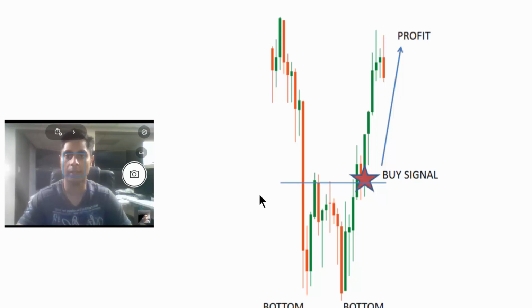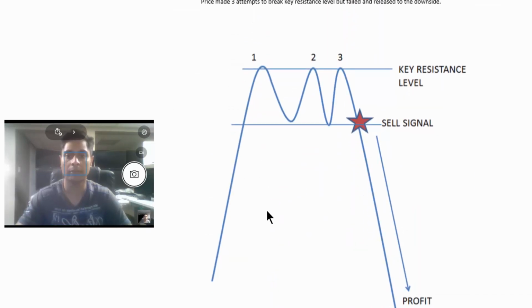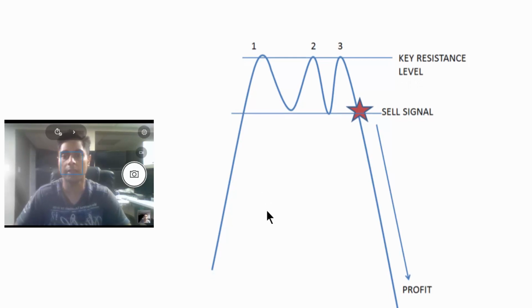So let's look at the next reversal pattern. Now the next reversal pattern on the list is a triple failure or triple top reversal pattern. So basically price made 3 attempts to break a key resistance level but failed and released to the downside. Same thing here. Rule number 1 is you must have a key resistance level, and your key resistance level has to come from a higher time frame.